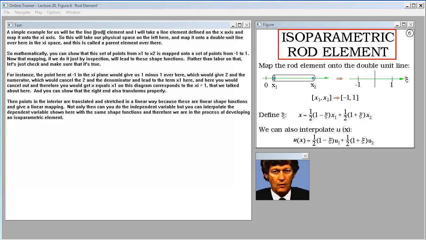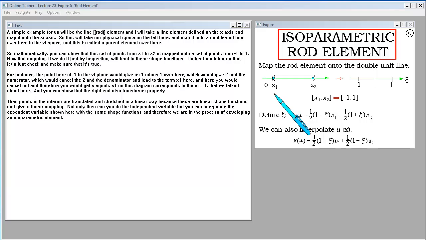A simple example for us will be the line element, and I will take a line element defined on the x-axis and map it onto the z-axis. So this will take our physical space on the left here and map it onto a double unit line over here in the z space, and this is called the parent element over there. So mathematically you can show that this set of points from x1 to x2 is mapped onto a set of points from -1 to 1.